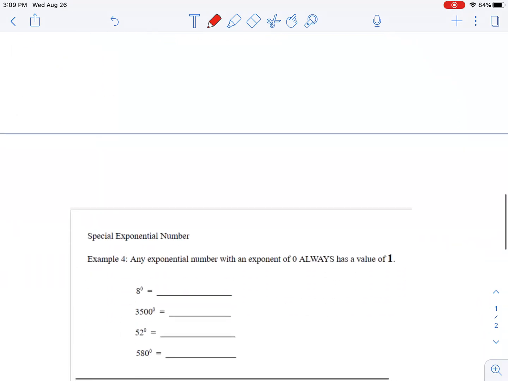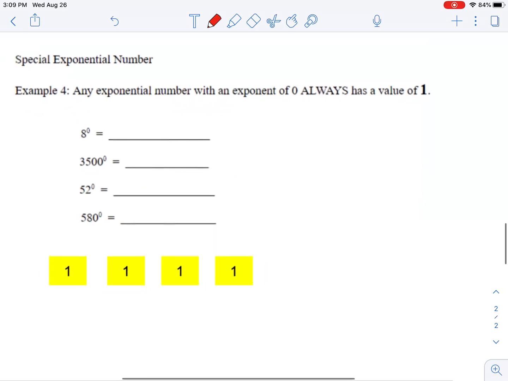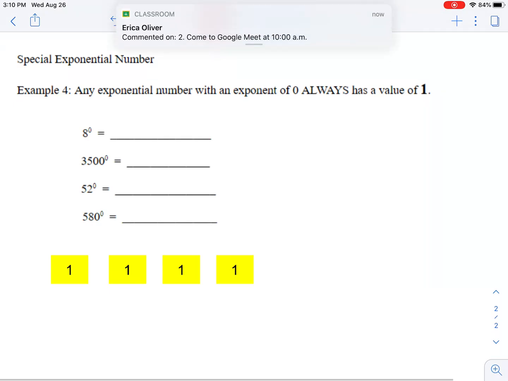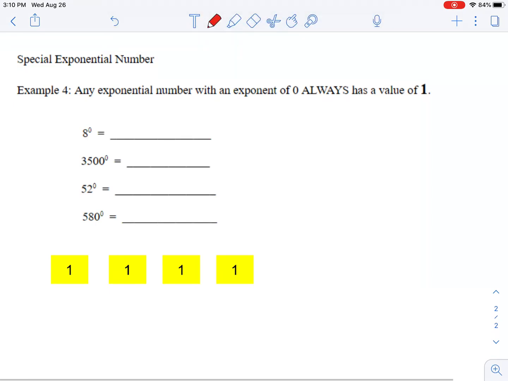Very rarely you will see, but you will see every once in a while, so I wanted to talk to you about that, special exponential numbers. And notice that every one of these examples I'm giving you has an exponent of 0. 8 to the 0 power, 3,500 to the 0 power, 52 to the 0 power, 580 to the 0 power. So any exponential number with an exponent of 0 always has a value of 1.